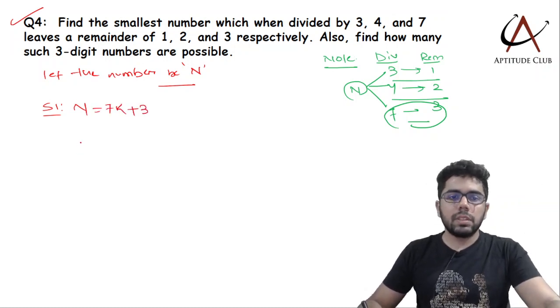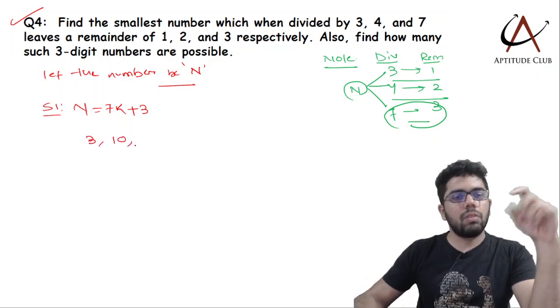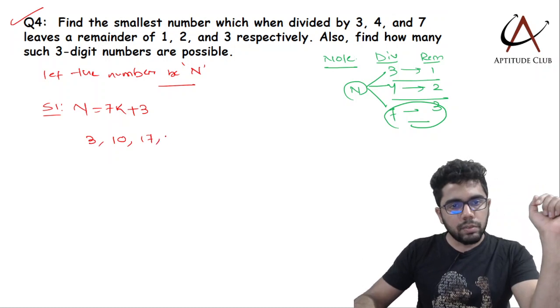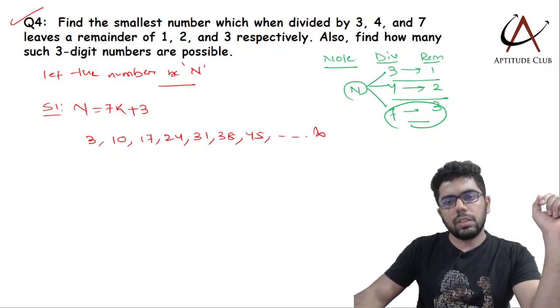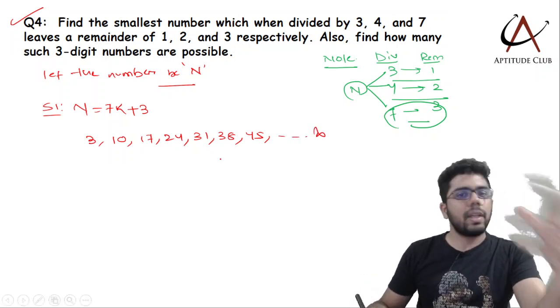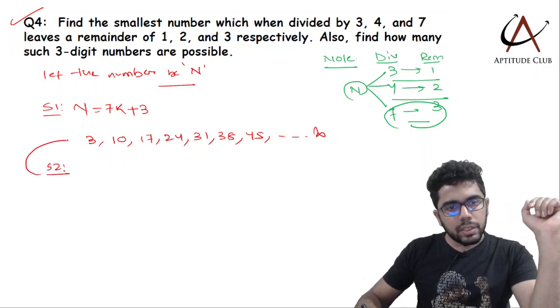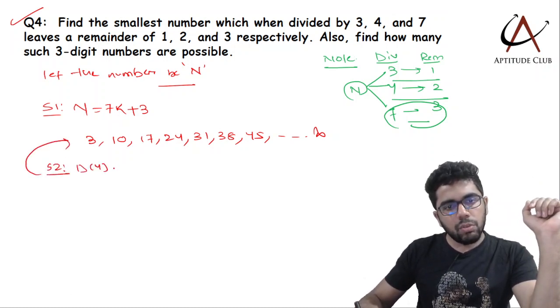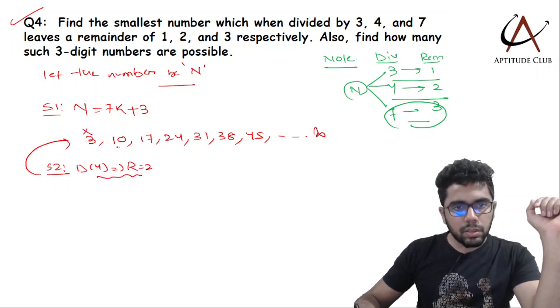So what numbers can 7k plus 3 give? Put k as 0, you get 3. Put k as 1, 10, then 17, then 24, then 31, then 38, then 45, and so on till infinity. All these numbers when divided by 7 will leave a remainder 3. What is step 2? In step 2, you check where, when divided by 4, remainder 2 is coming. In 3 it is not happening, in 10 it is happening.